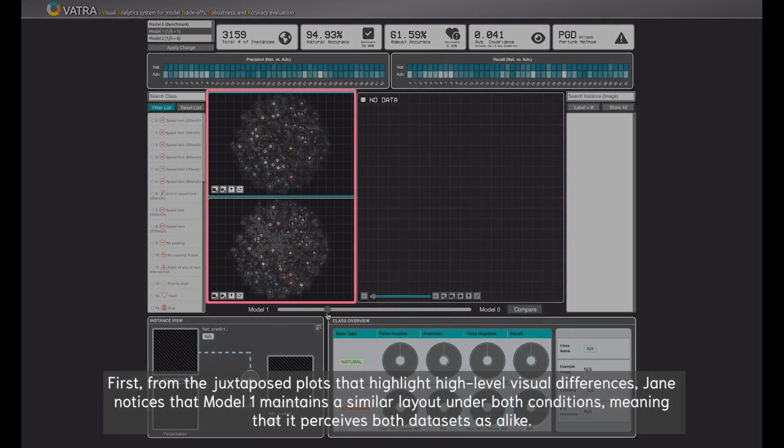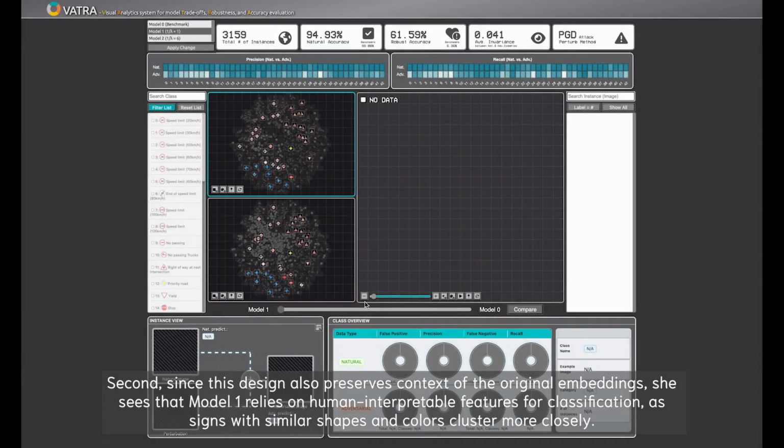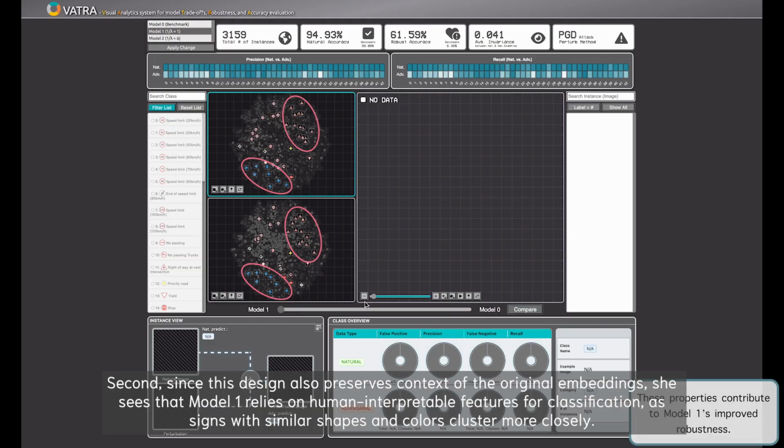First, from the juxtaposed plots that highlight high-level visual differences, Jian notices that Model 1 maintains a similar layout under both conditions, meaning that it perceives both datasets as alike. Second, since this design also preserves context of the original embeddings, she sees that Model 1 relies on human interpretable features for classification, as signs with similar shapes and colors cluster more closely.